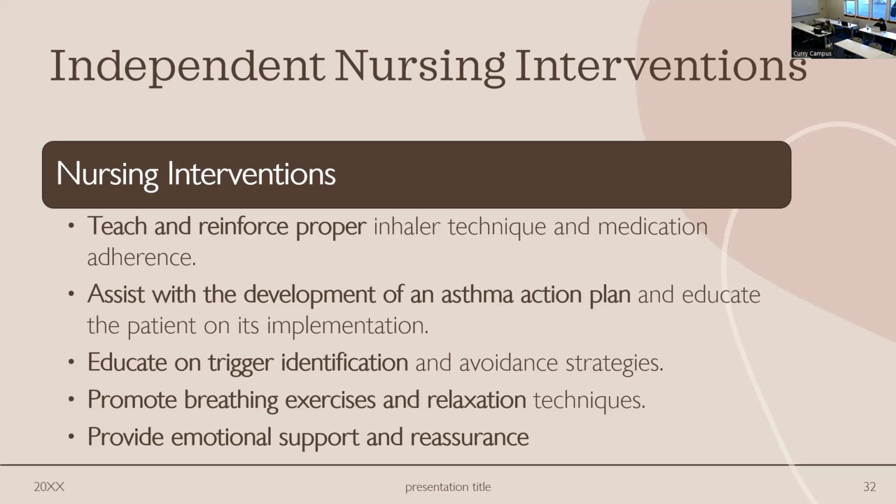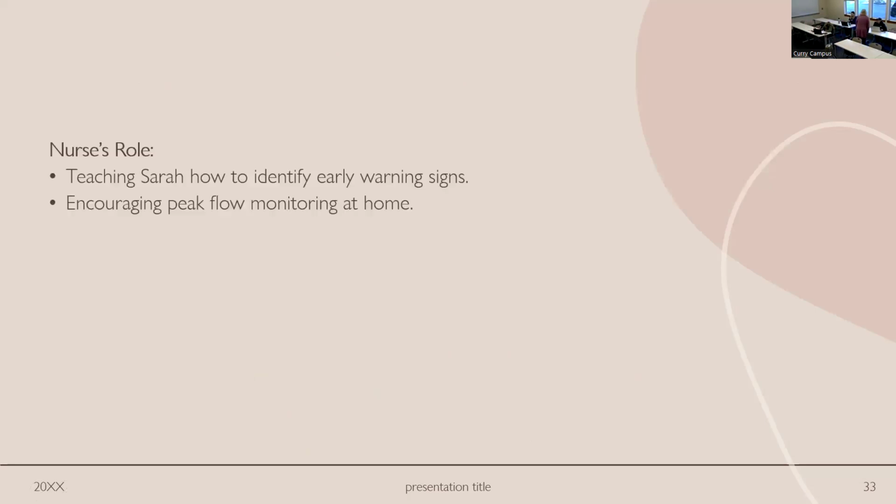And also, if we come in contact with a patient that has an acute exacerbation, we can place them in a high Fowler's position, encourage pursed lip breathing, and administer the short-acting beta agonists like albuterol. Nurses' role, teaching Sarah how to identify these, and kind of a repeat, encouraging the peak flow monitoring at home, and ensuring Sarah and her family understand the action plan steps.